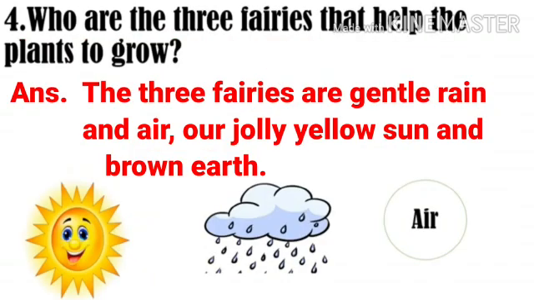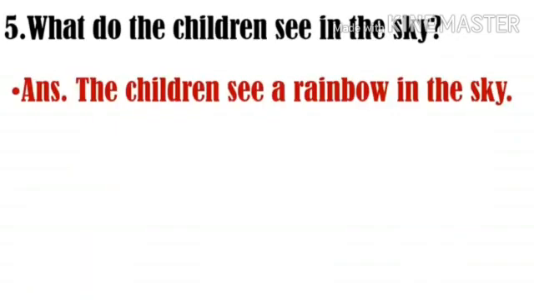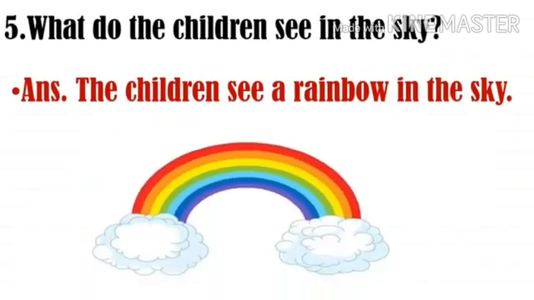Fourth question. Who are the 3 fairies that help the plants to grow? Answer. The 3 fairies are gentle rain, airy wind, jolly yellow sun and brown earth. Fifth question. What do the children see in the sky? Answer. The children see a rainbow in the sky.